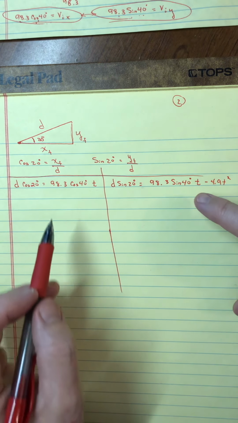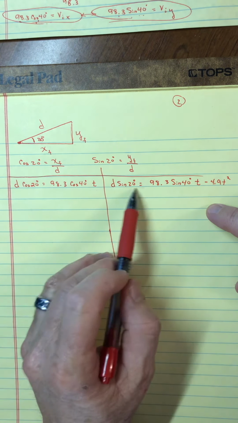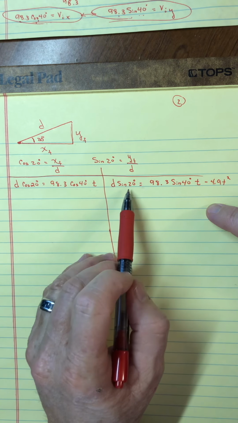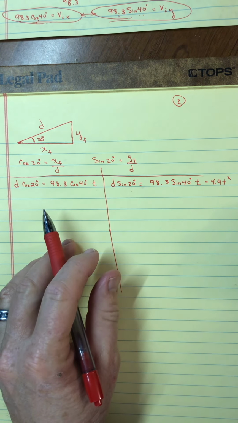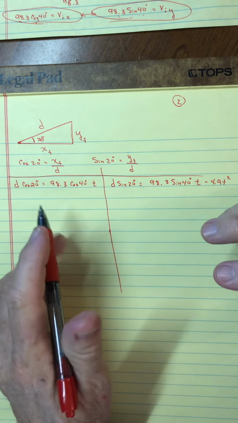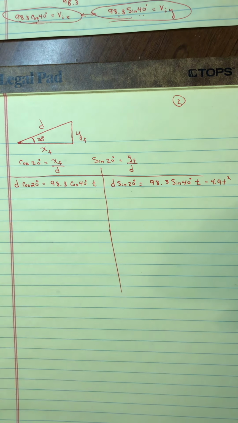Now I like what I'm seeing mathematically. I now have 2 equations with 2 unknowns. One is d and one is t. And the one we're asked to solve for is the d. Now, I think this would look better if we had some numbers instead of trig functions. So let me do that.